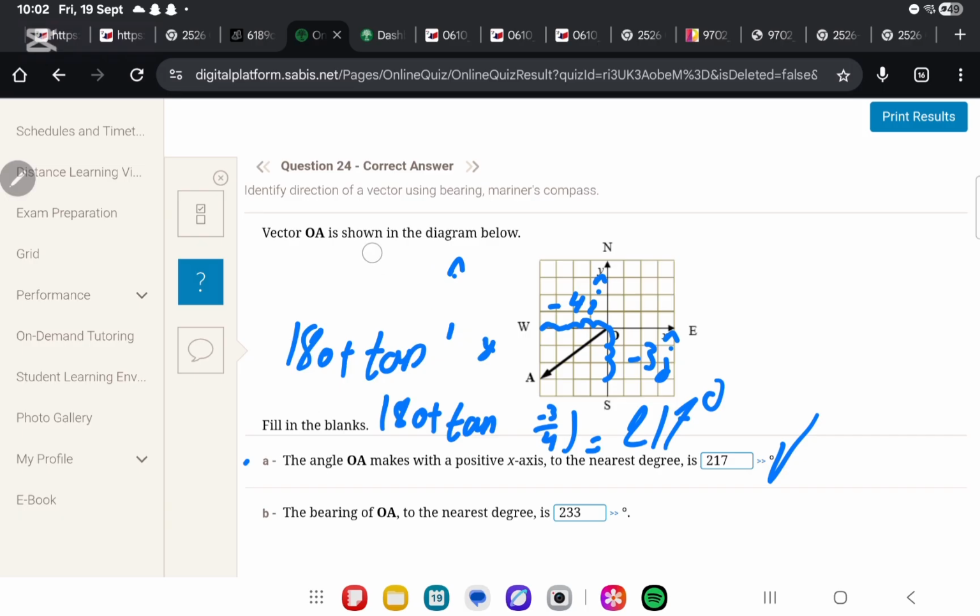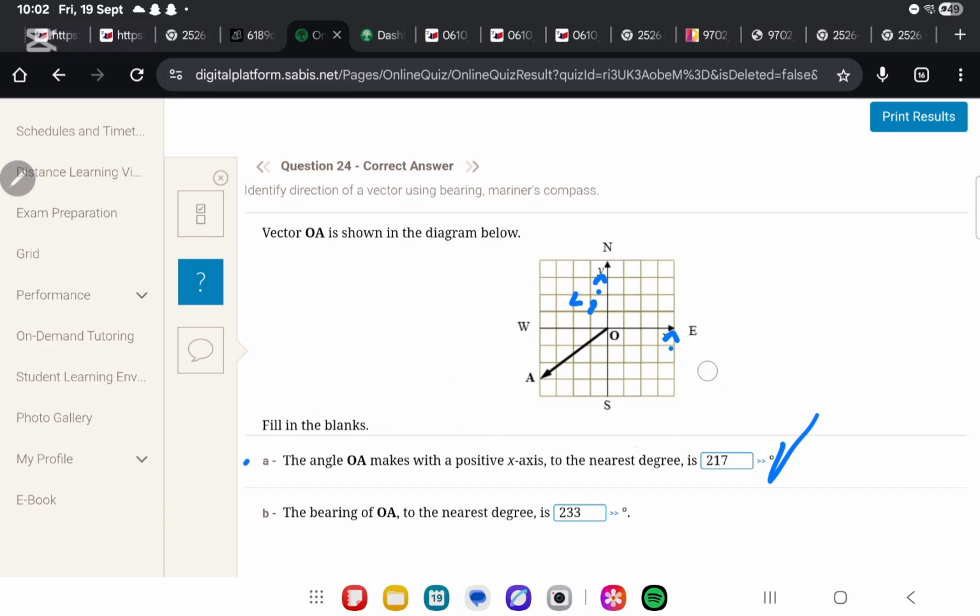Now, the bearing. Okay, so we established that this whole thing here is 217 degrees, right? Now, as I said before twice, you can split this into two parts. This part here is 180, and this part here is 217 minus 180, which is 37 degrees. So this part here is 37 degrees, and that's what I'm concerned about here. Because again, this part here is 180, and then add them up, they'll give you 217. That's the angle that it makes with the positive x-axis. However, the angle it makes with the negative x-axis is 37.